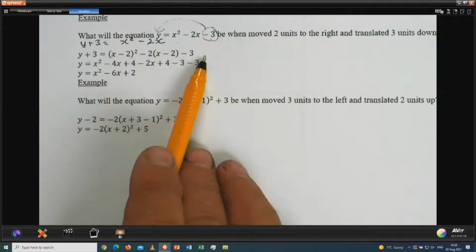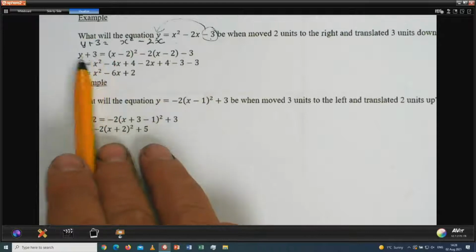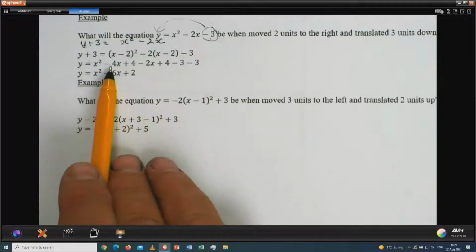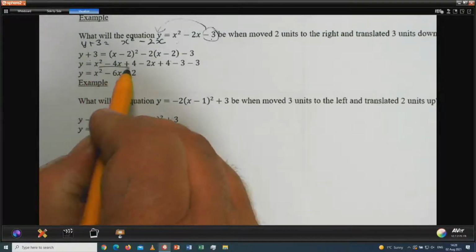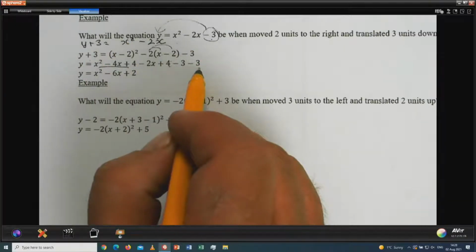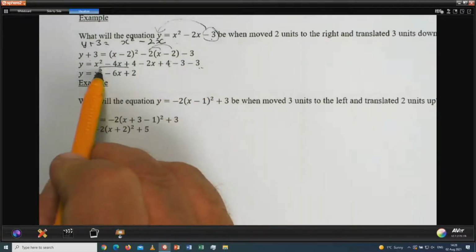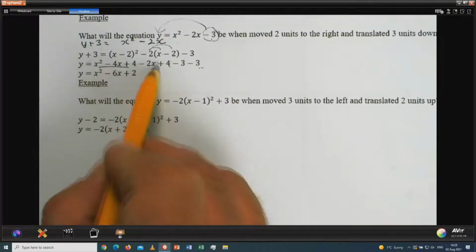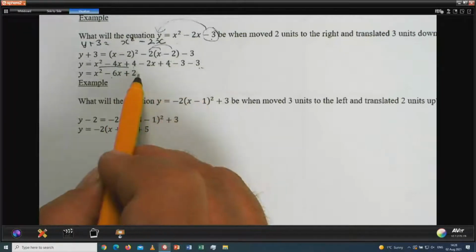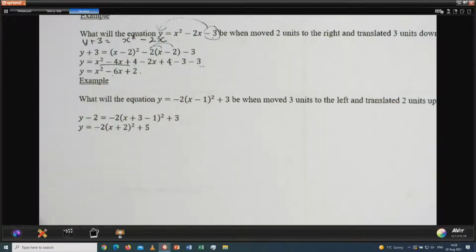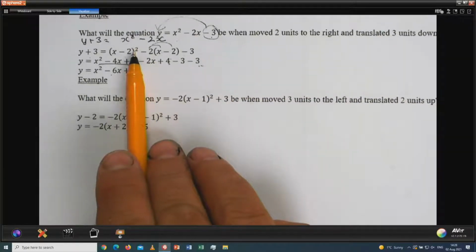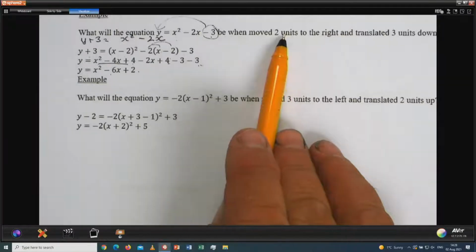Now you can multiply that out. Take the negative 3 across, it becomes negative 3. And x minus 2 squared is x squared negative 4x plus 4. And this becomes negative 2x plus 4. That negative 3, negative 3. If you simplify, you're going to get x squared, negative 4x and negative 2x, negative 6x. And 4 plus 4 is 8, minus 6 is plus 2. That's your equation. So remember, if it moves to the right, we say x minus 2. If it moves to the left, we say x plus 2.